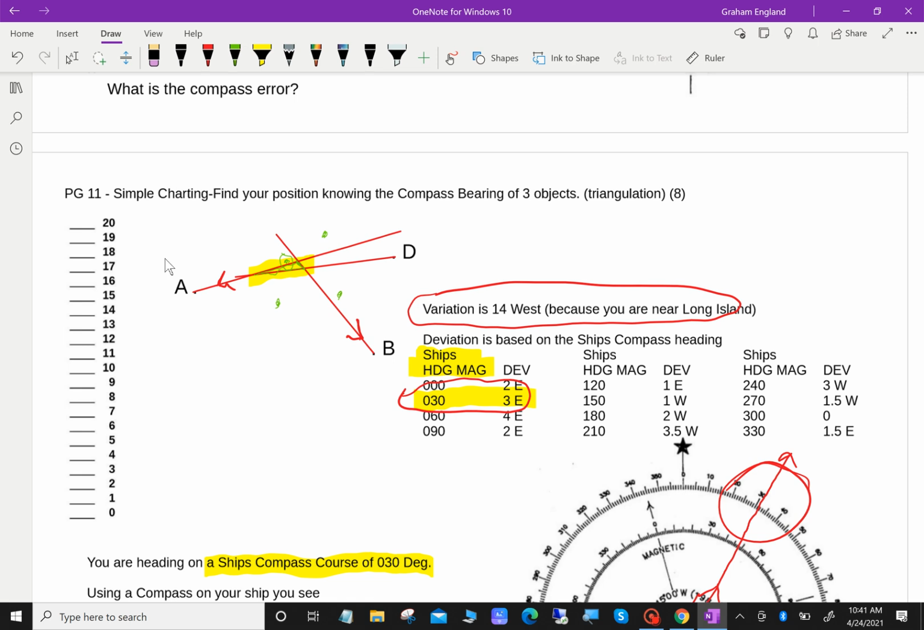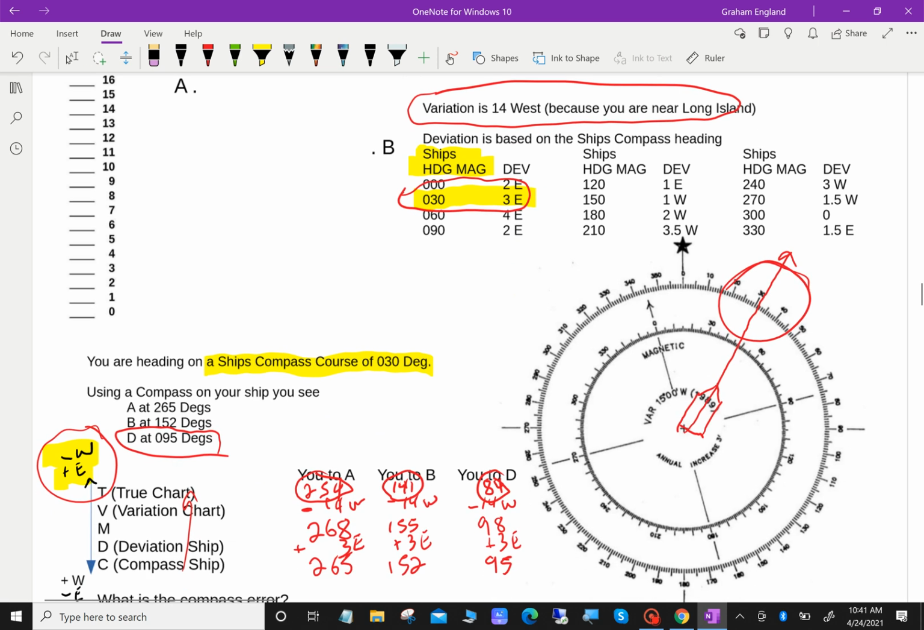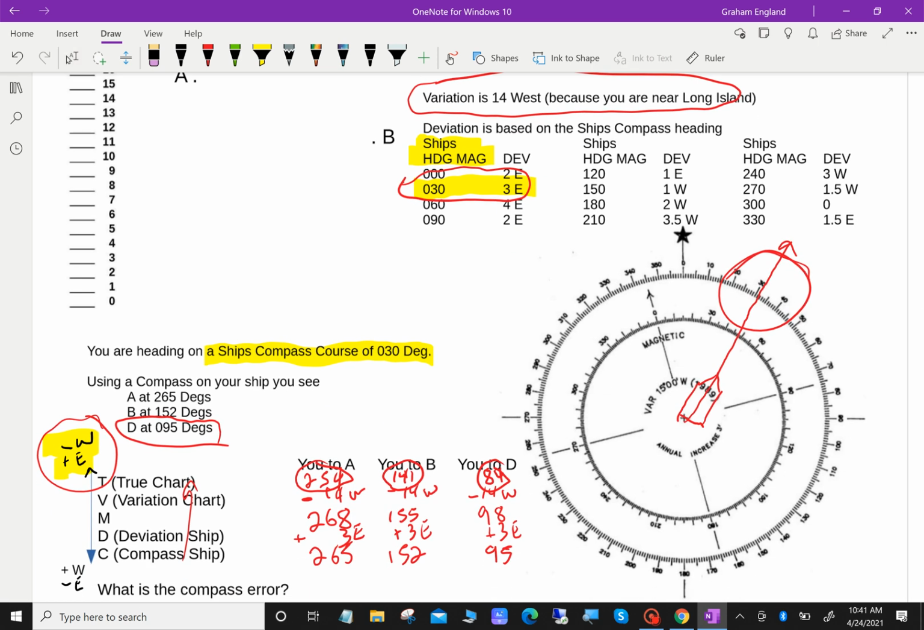So the important thing about this problem is that you pick the deviation always of the direction your ship is doing. All the other problems we did, you are taking your ship's course and converting it to the true. In this problem, you're not taking your ship's course, because the ship's course is 30 by your compass, and converting it. You're taking the direction that you're seeing 3 objects. They call that a bearing.